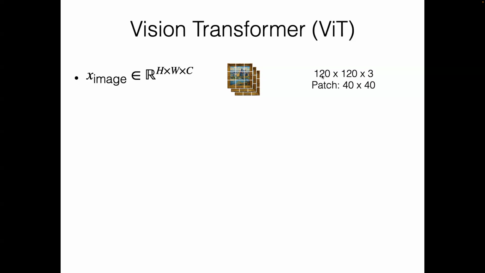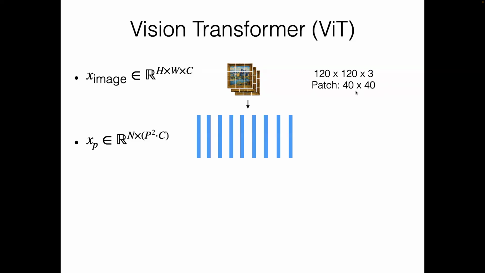So as an example, let's say that our height and width are 120 by 120, and you have three channels. And then the patch size is going to be 40 by 40 pixels. The reason that we have 9 patches, you could probably just do it in your head, 120 divided by 40 is 3. But here's the formula. Since our patch size is 40, you end up with this 3 by 3 grid.